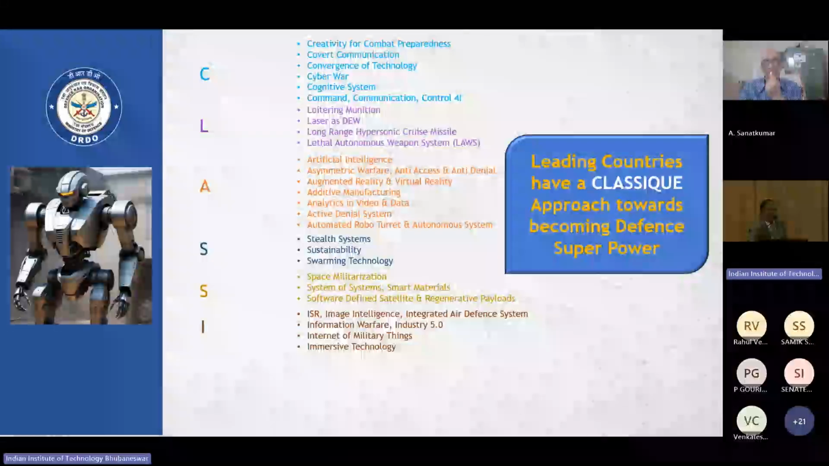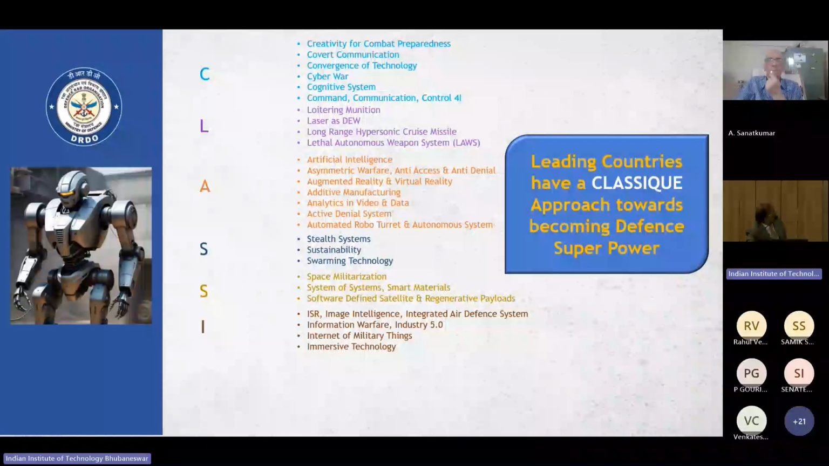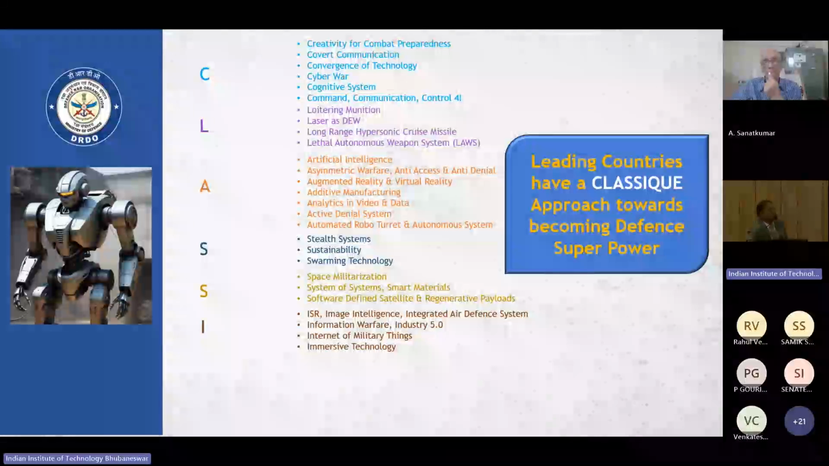ISCCS, how it works, was so apt and so fantastic in Operation Sindoor. Information warfare is going to be most important in future because war will be fought with information. Industry 5.0 is going to decide the future of any war, because if industry is not prepared, the country is not prepared. Internet of military things, somewhere I showed you just now. This is going to be the future of the war. And immersive technology is going to decide the future course of the war.